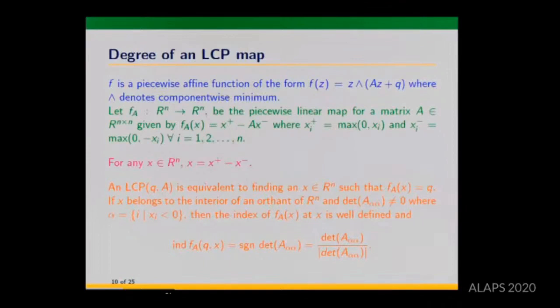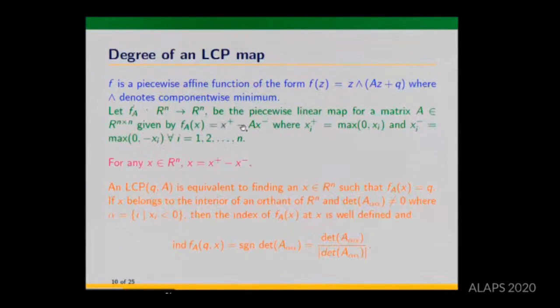Now we try to characterize some of the matrices using degree theory. Let me tell you what the degree of an LCP map is. Suppose f is a piecewise affine function of the form f(z) given by this, where this denotes the component-wise minimum, and f_A is a piecewise linear map from R^n to R^n.